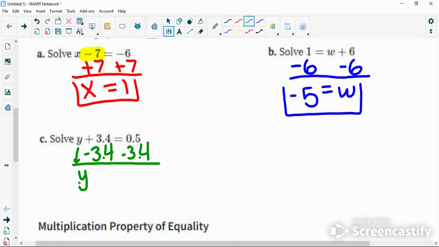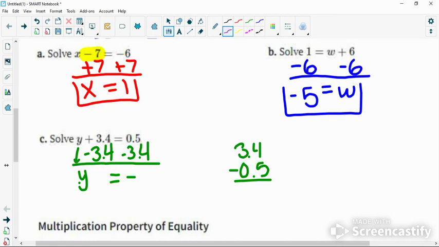The y comes down. Positive 3.4 minus 3.4 is 0. And now I need to figure out what is 0.5 minus 3.4. Well, I'm taking a small number and subtracting a larger value, so I know it's negative. And what I could do is take the larger value and subtract the smaller value to help me find that difference.